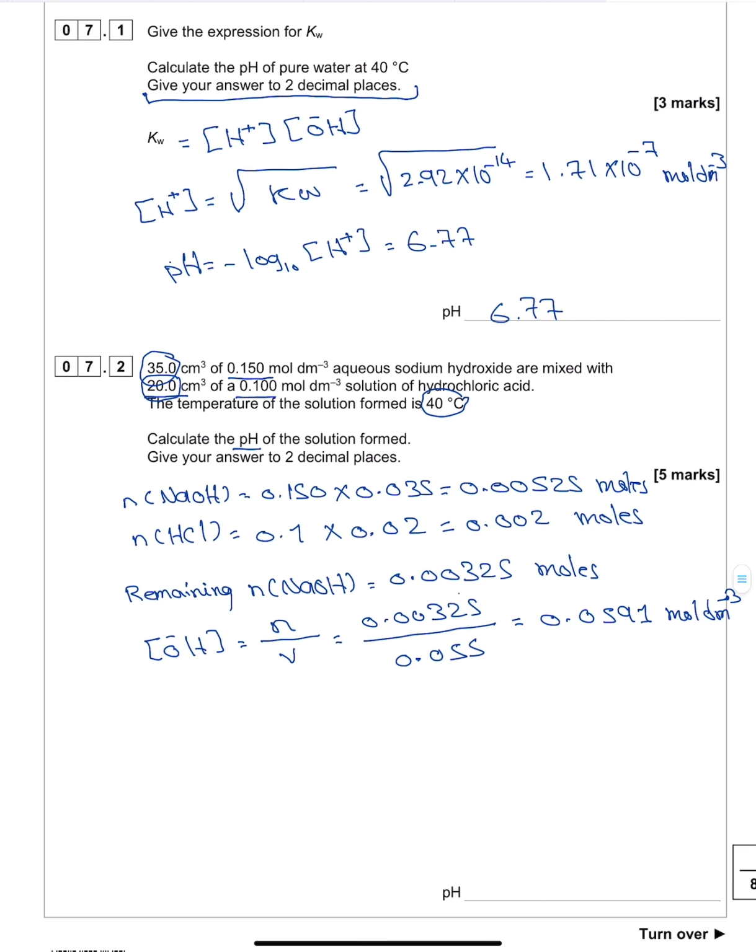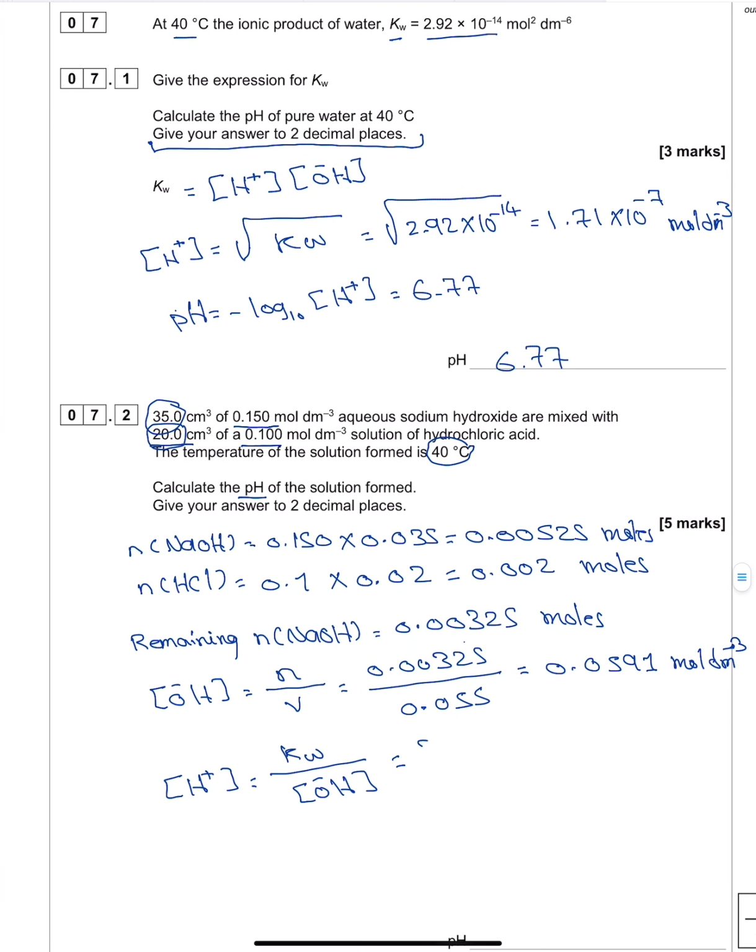Now we need to find the hydrogen ion concentration. For the strong base, the hydrogen ion concentration equals Kw over the hydroxide ion concentration. The Kw was given to us at the beginning, which is 2.92 times 10 to the minus 14, over the hydroxide ion concentration we calculated, which is 0.0591, and that will give you 4.94 times 10 to the minus 13.